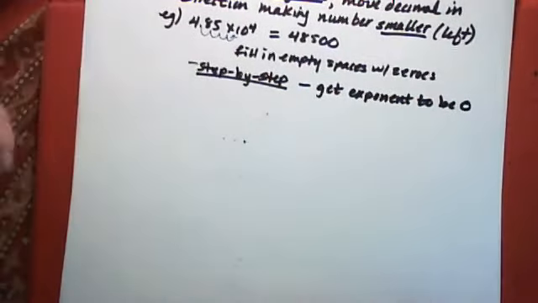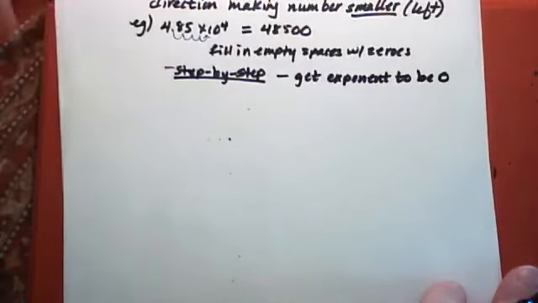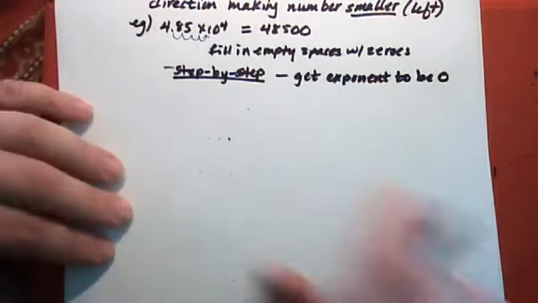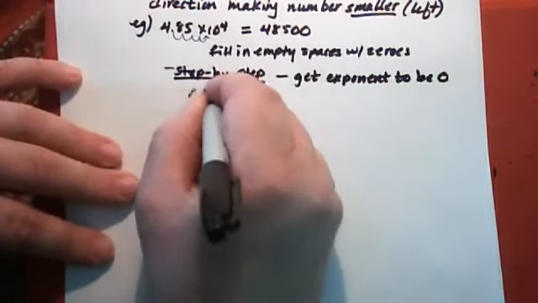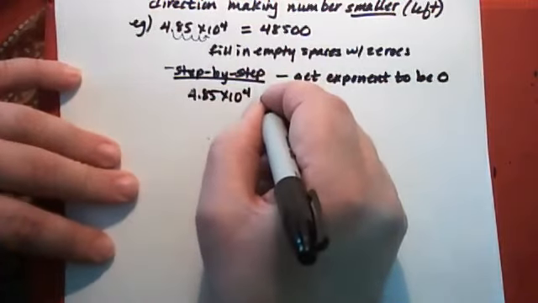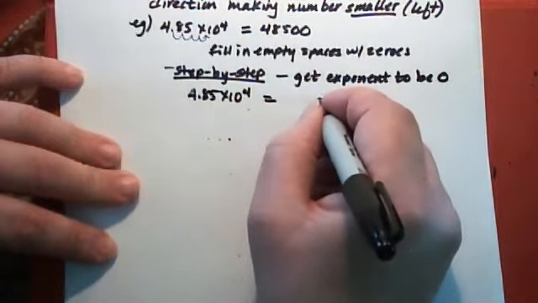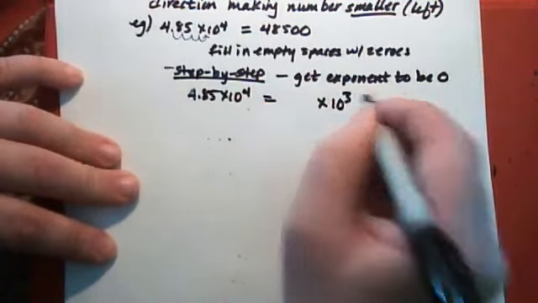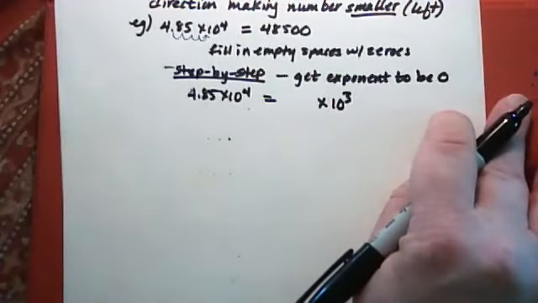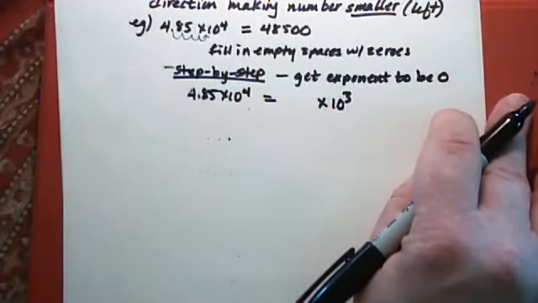You can also look at it step by step, and essentially what you're trying to do is change the number step by step until the exponent is 0. And at that point, you can just drop the entire 10 raised to the exponent, because 10 to the 0 is 1. So we have 4.85 times 10 to the fourth. And the first step we will want to do is get it to be something times 10 to the third, because that's the first step in counting down from 4 to 0 for the exponent.